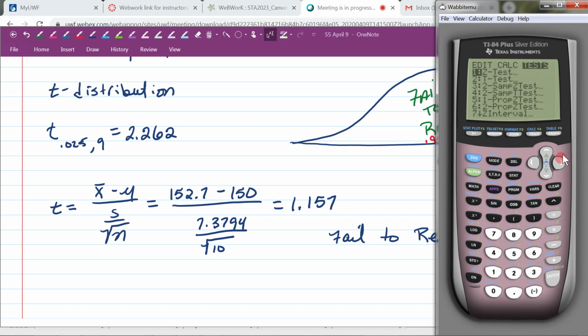It would be under Test, and I would come down to TInterval because this would be on a T test, and I would hit enter, and it would say again Data, List 1, skip the frequency. Let's say I wanted this to be at 0.975, so I put .975, so I'm at that same confidence level there. So you can change that number there, and then you hit Calculate. It takes a moment of thinking, and it comes up with your confidence interval. It gives you your x bar, your sample standard deviation, and then your sample size.